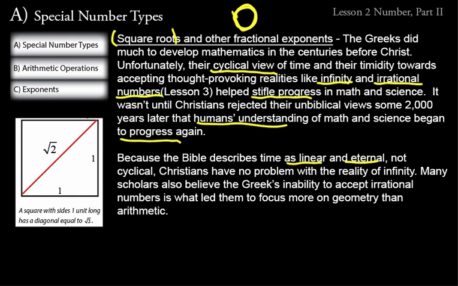Many scholars also believe the Greeks' inability to accept irrational numbers is what led them to focus more on geometry than arithmetic. When they did geometry, they didn't even have any measurement tools. They just had a drawing compass to draw circles with, which has a point on one end and a pencil on the other. And then they would have a straight edge that would help them draw straight lines whose measurement they didn't know. A lot of what they learned has been helpful to us, for sure. But here's something that was a problem for them.